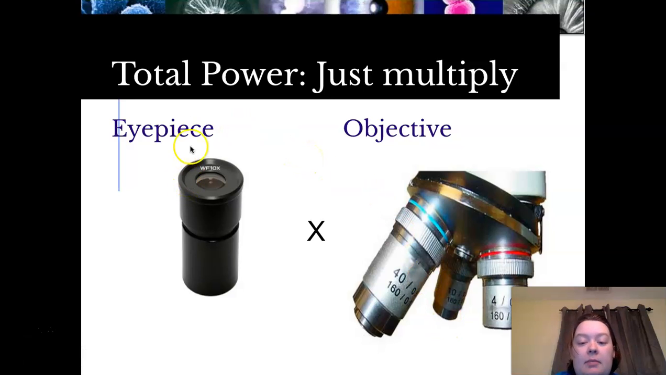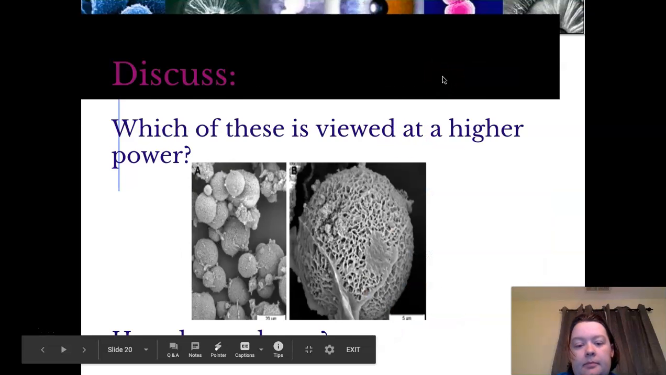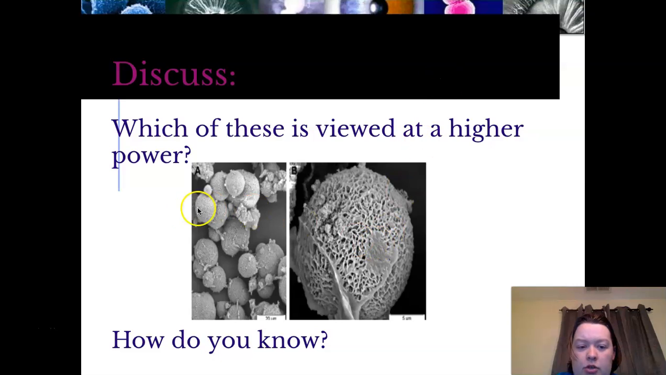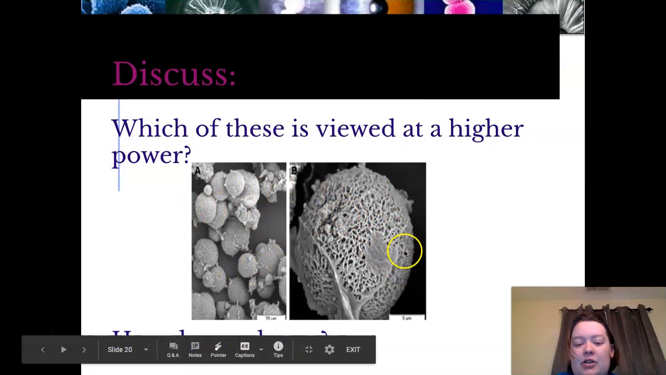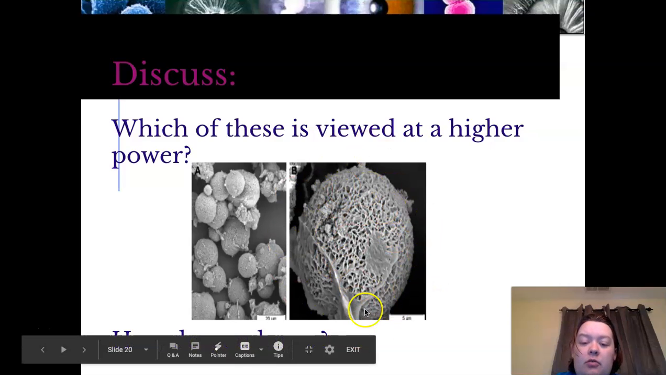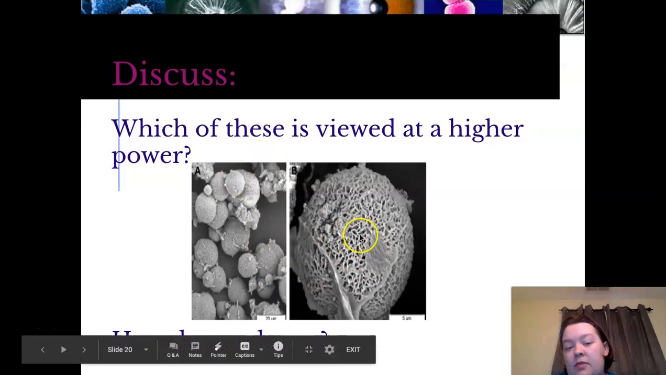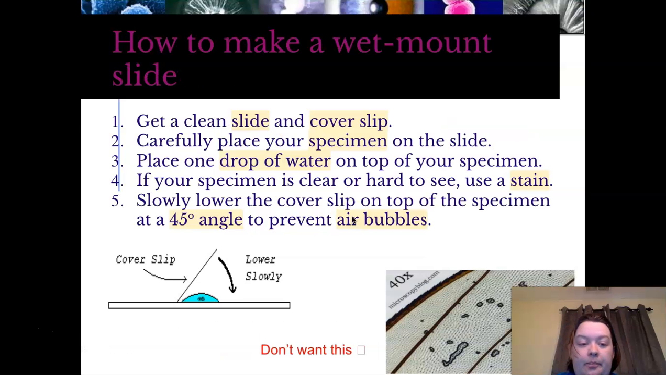Again, total power, eyepiece times objective. Your eyepiece is most often always 10 times whatever your objective lens is. So here, this one would be 4, this one in the back is 10, and this one here is 40. So which of these would be viewed at the highest power? Which one is the highest power, and how do you know? Oh, so we didn't have an answer. This one here on the right is viewed at the highest power because I see more details. I'm seeing an individual piece and all types of fine details. So I know this one is the highest power.